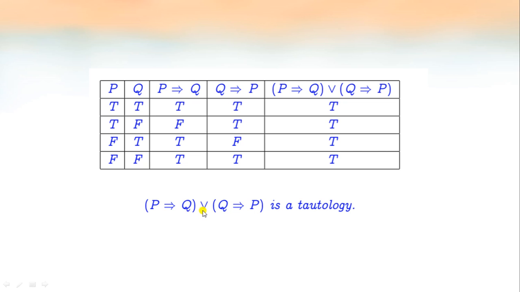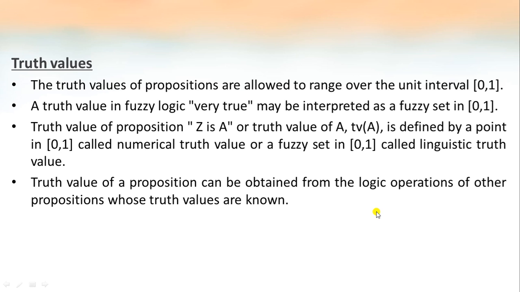Now we have to perform this disjunction operation. True and true will be true. False and true will be true. True and false will be true. True and true will be true. So irrespective of the values for P and Q, for this particular proposition, we got all the values as true. So we can say this particular proposition is a tautology. This is called tautology.